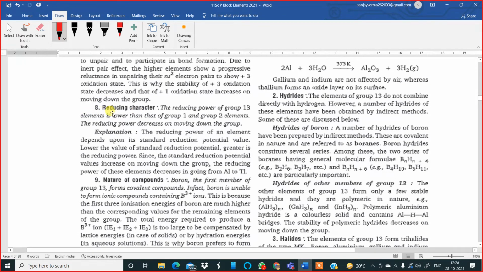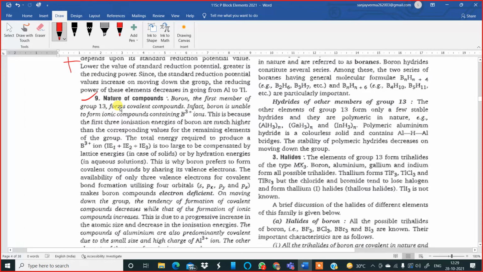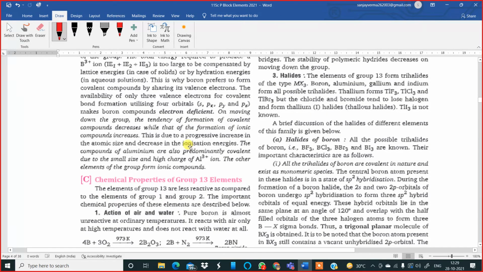Then coming to the reducing character, we are doing the general introduction to the group 13 elements. The reducing power of group 13 elements is lower than that of group 1 and 2; that much only you remember. The explanation you may leave out. Nature of compounds: boron, the first member of group 13, forms covalent compounds. In fact, boron is unable to form ionic compounds containing B3+ ions. This is because the first three ionization energies of boron are much higher than the corresponding values of the remaining elements. So that much only you remember. Boron forms covalent compounds.